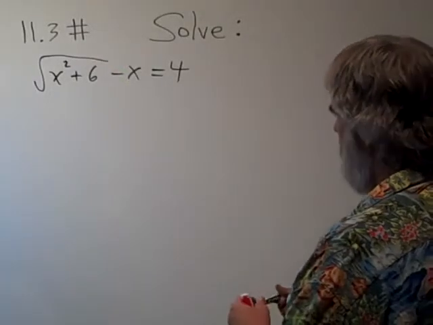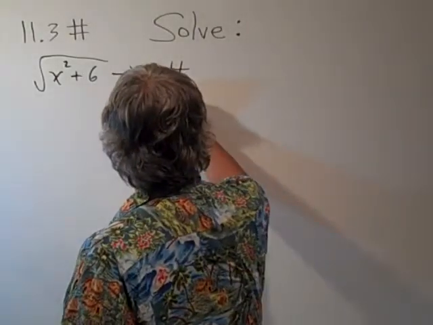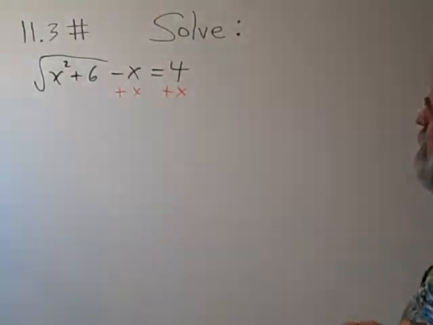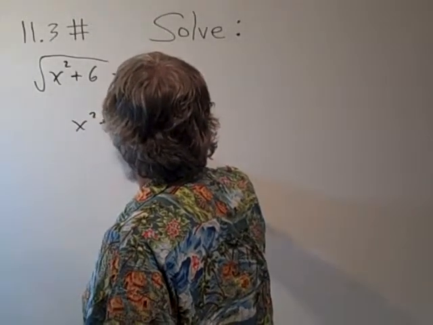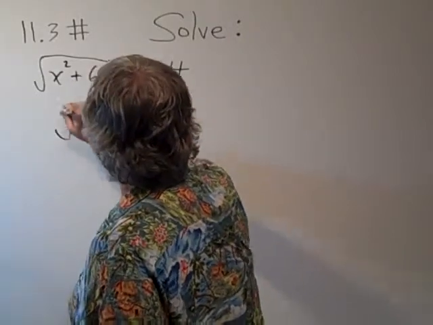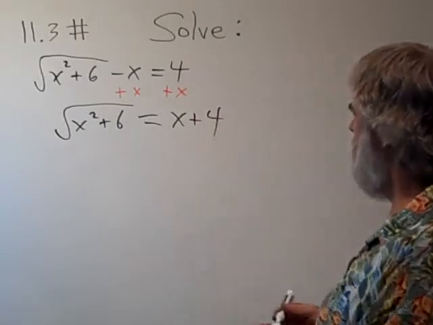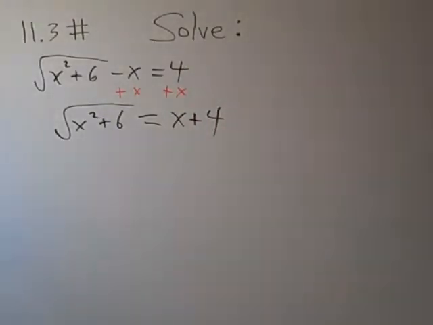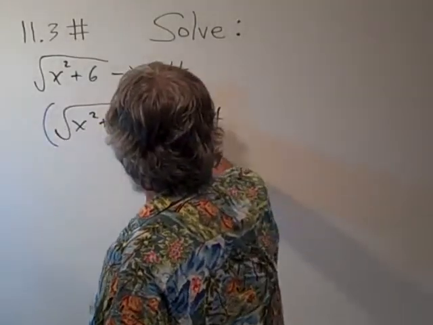First we add x to both sides. Then we'll have isolated the square root and we can square both sides to get rid of the radical there. So that's the plan. So the square root of x squared plus 6 is equal to x plus 4. And now if we square both sides of the equation, we get rid of the radical.